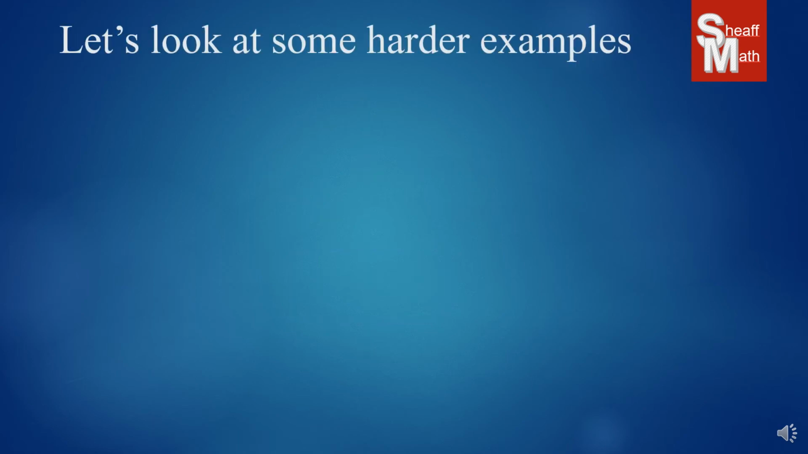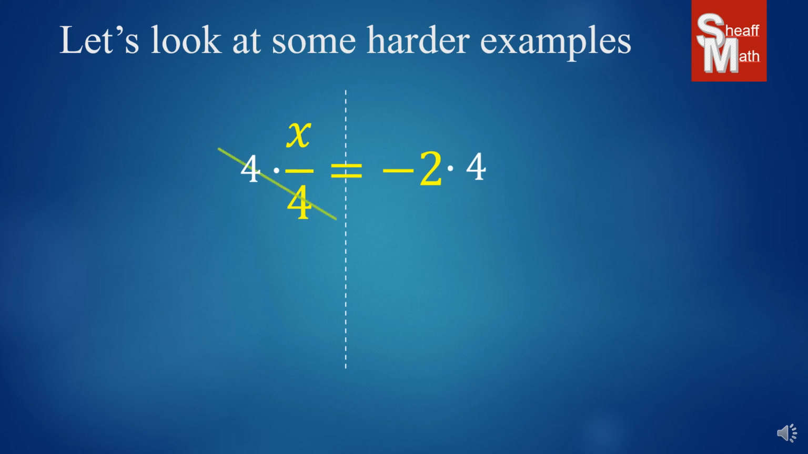Now let's take a look at some harder problems. Sometimes you're dealing with negative numbers. So teachers, if you haven't gotten to negatives yet, you might want to stop the video here. If you do know about negatives, continue on. So here we're going to undo that divide by 4 by multiplying it by 4 each side. And so it cancels those 4's, and we're left with x equals, and negative 2 times 4 is negative 8. Our final answer.